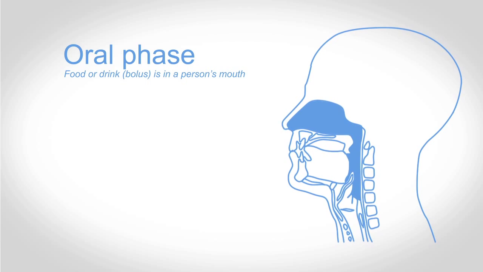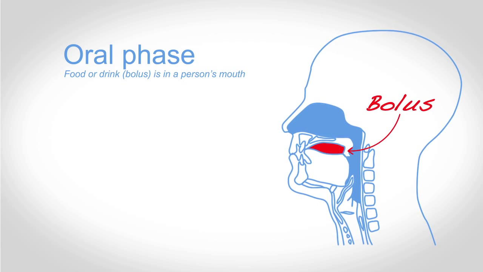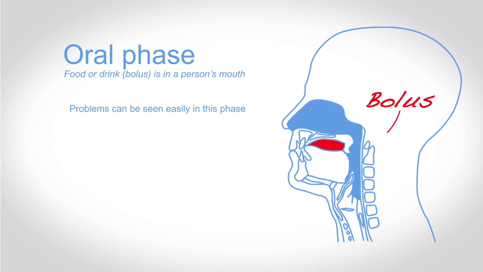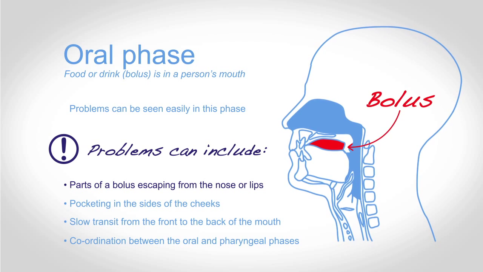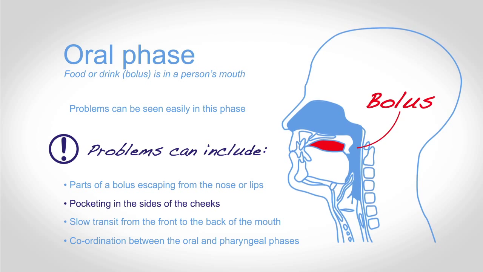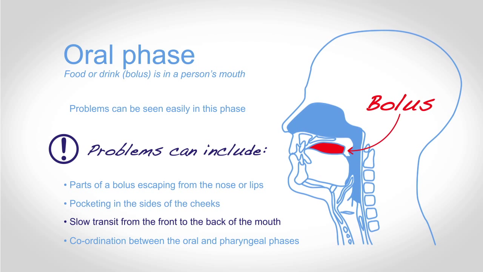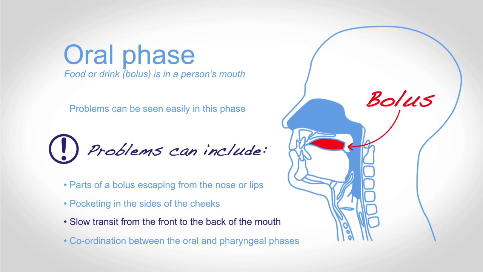The oral phase of the swallow occurs whilst food or drink, or a bolus, is in a person's mouth. It can be easy to see if there's any problems occurring in this phase. Problems can include parts of a bolus escaping from the nose or escaping from the lips, pocketing in the sides of the cheeks, and slow transit from the front to the back of the mouth.